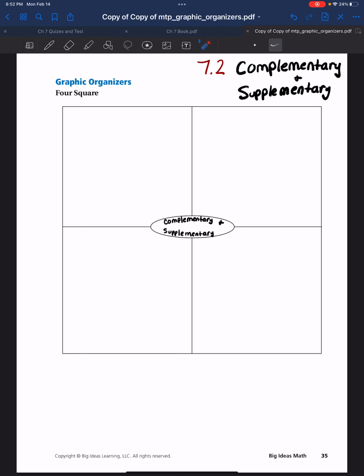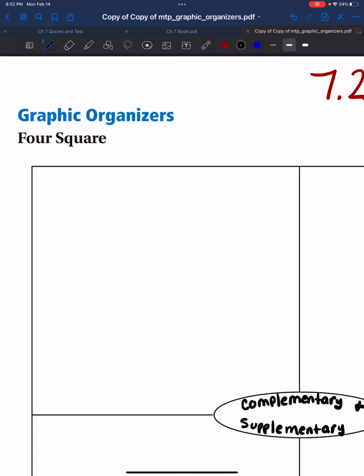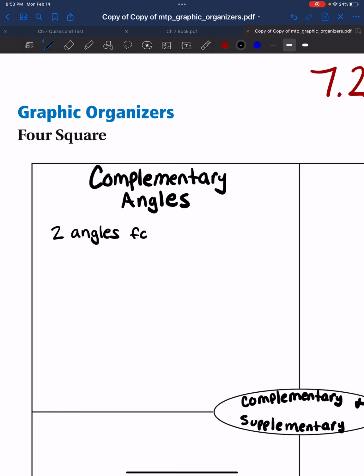Okay, so let me go ahead and tell you a little bit of my weird, quirky ways of remembering this. So over here in the first box, let's write the word complementary. Complementary angles are when two angles form one 90-degree angle. All right, and then maybe we can just draw a 90-degree angle.